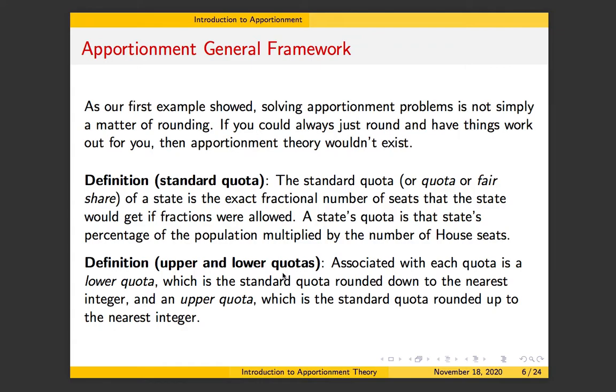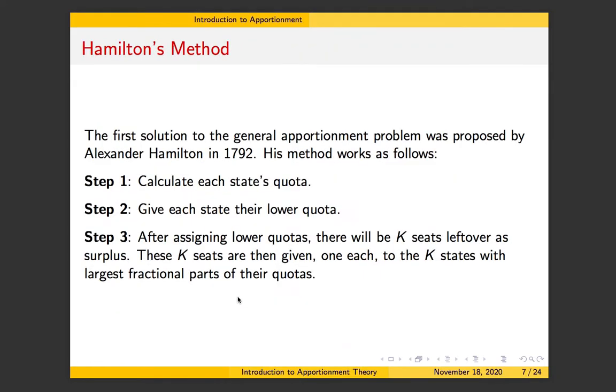Upper and lower quotas. So once you calculate a quota, a lower quota just means round down to the nearest integer. So just shear off the fractional part. And also an upper quota, which means round up to the nearest integer. So like a 10.2 quota. Its lower quota will be 10. Its upper quota will be 11. So just, every fractional number, a number with a fraction, lives between two integers. So the lower quota is just the integer to the left, the lower one, and the upper quota is the integer just above it, to the right. Okay, so now let's look at a proposed solution to the apportionment problem.